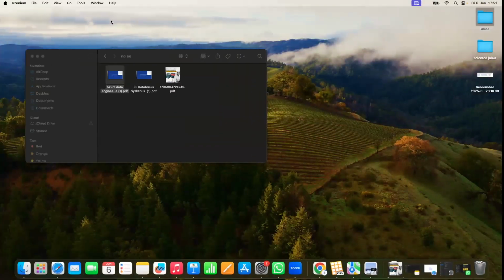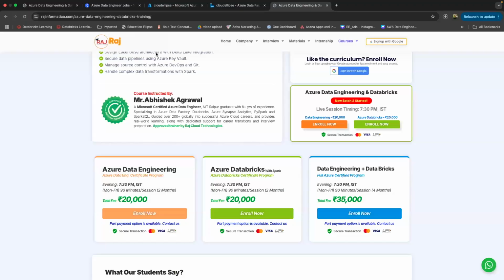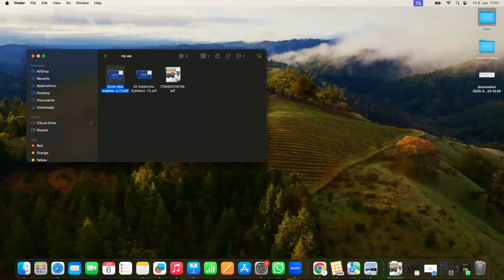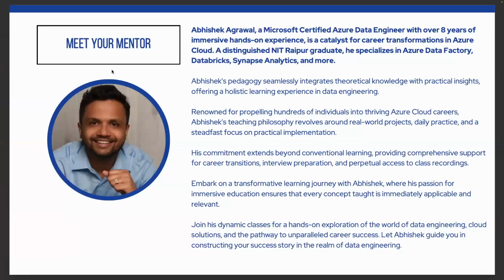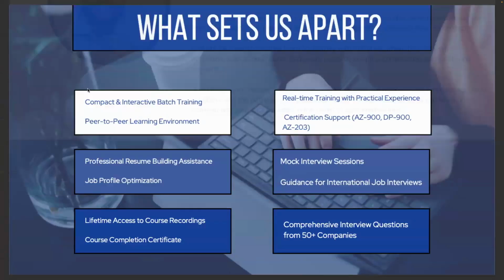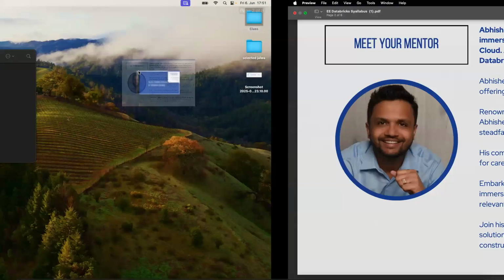Now, in this particular course, which is the Databricks and Spark course, we will learn about Spark in a detailed manner. Okay, so that is what we will learn in this particular course. So let me show you that as well.